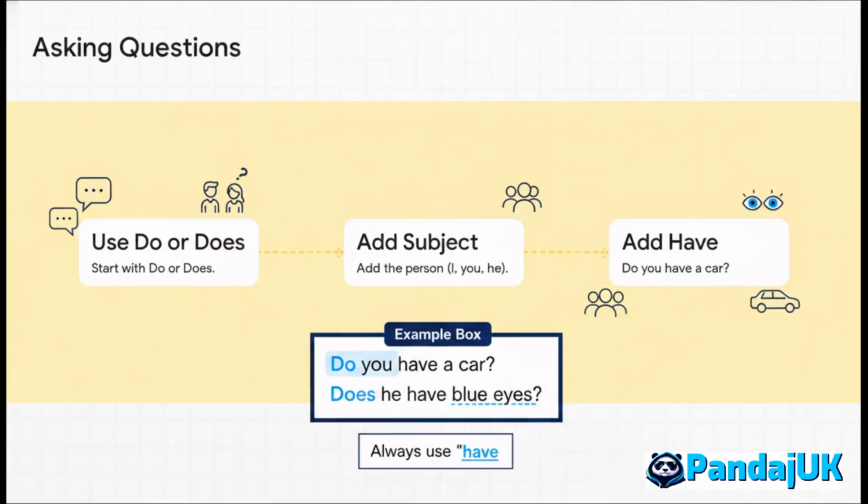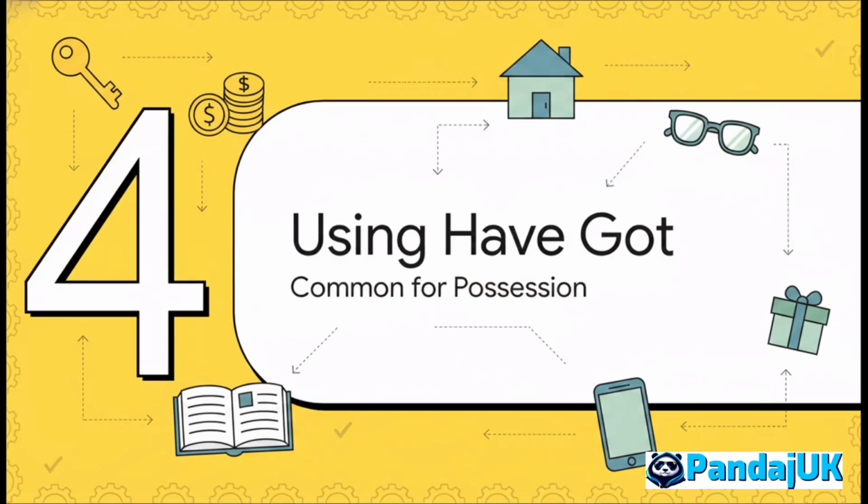So the crucial point is, how do we build questions to ask about what people have? It's that simple 1, 2, 3 step process again. Step 1, use the word do or does at the very start. Step 2, add the person. Step 3, add the word have. Do you have a car? Does he have blue eyes? Notice we always use have in the question, but that first word is either do or does.